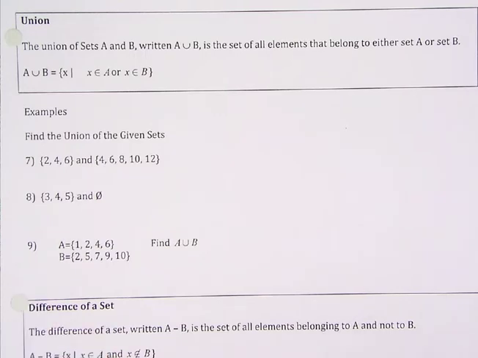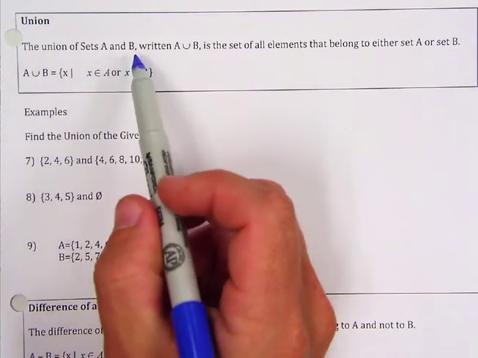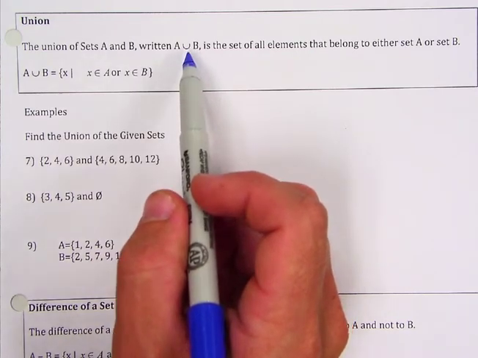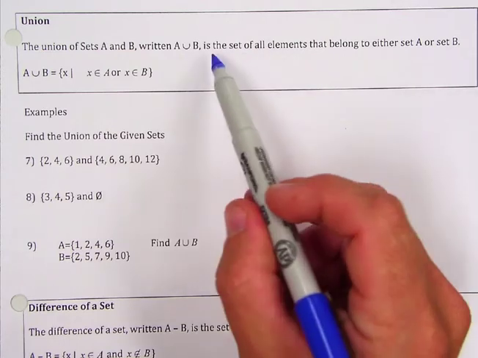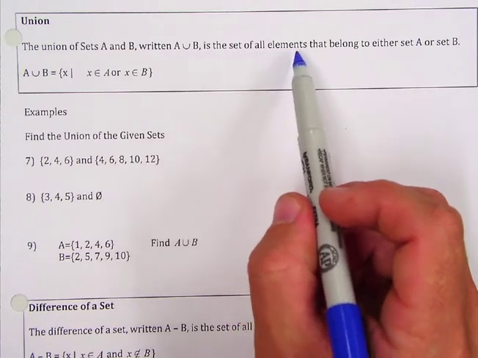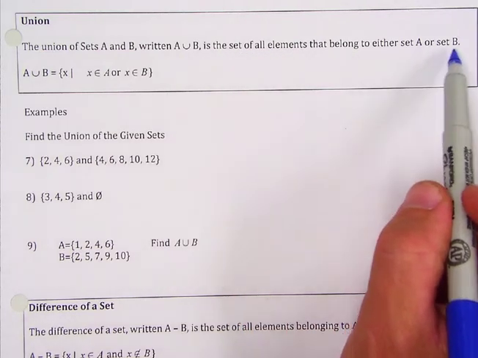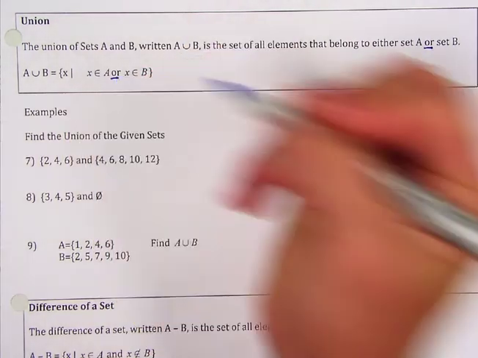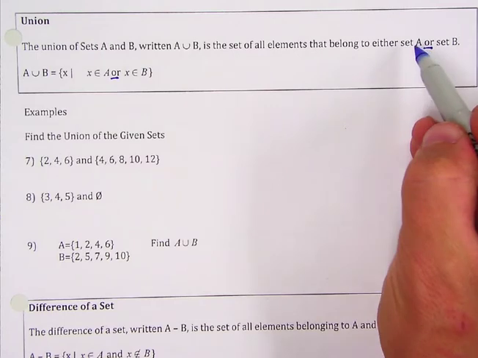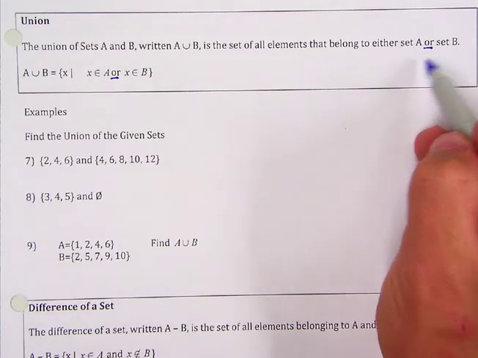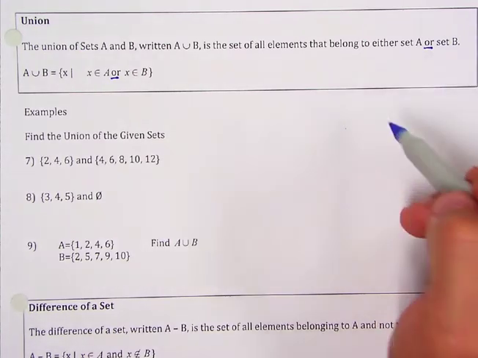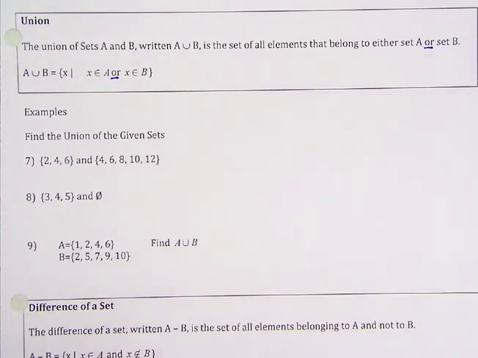Next we're talking about the union. So the union of sets A and B is written like this. Now it looks like a U. Okay, so union and U. It's the set of all elements that belong to either set A or set B. So now the word is or. If it belongs to set A, it's in the union. Or if it belongs to set B, it's in the union. And we basically want to think about uniting the two sets.